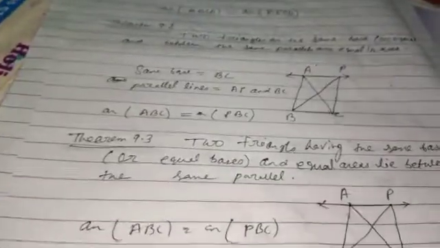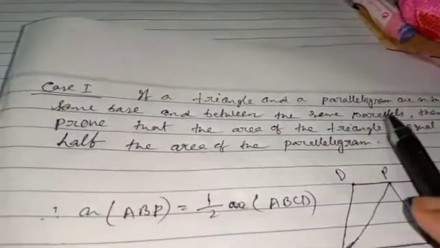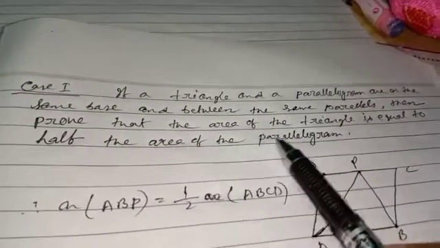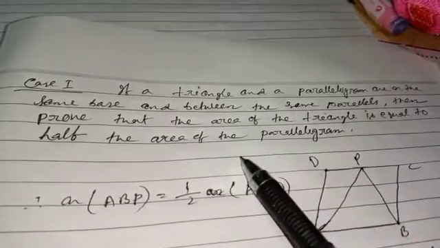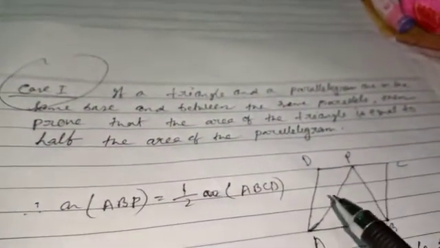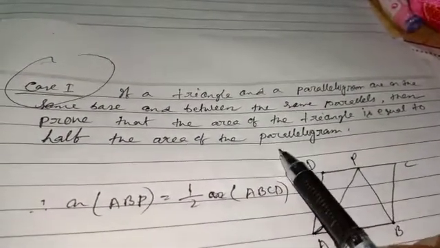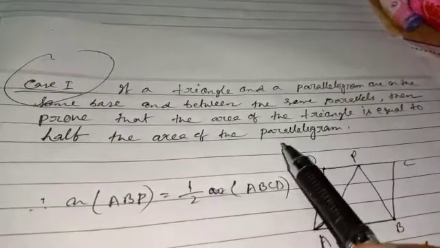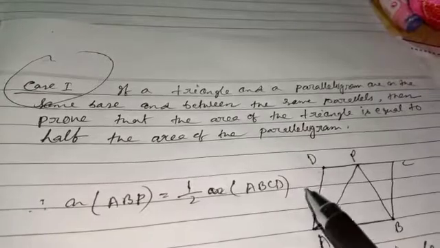Clear? Okay. Case 1. If a triangle and a parallelogram are on the same base and between the same parallel, then prove that the area of the triangle is equal to half the area of the parallelogram. This is an example. Please try to understand this one. The proof is already given in your textbook, so I will give you the concept.